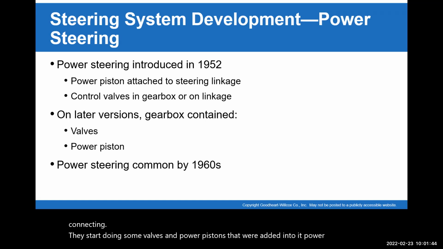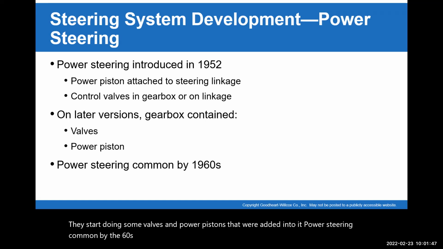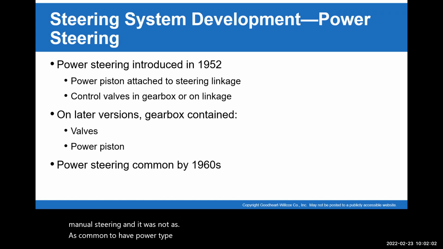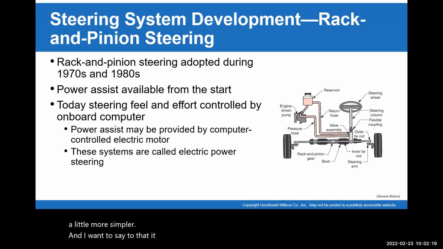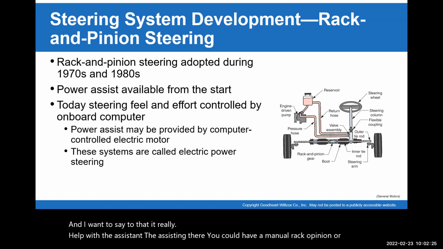Power steering was common by the 60s, but you still had that option. In the 50s, you could have manual steering, and it was not as common to have power type steering or power assist type systems, as they called some of them. Then rack and pinion systems were adopted in the 70s and the 80s, which made things simpler, and I want to say it really helped with the assisting. You could have a manual rack and pinion, or you could have a power rack and pinion.